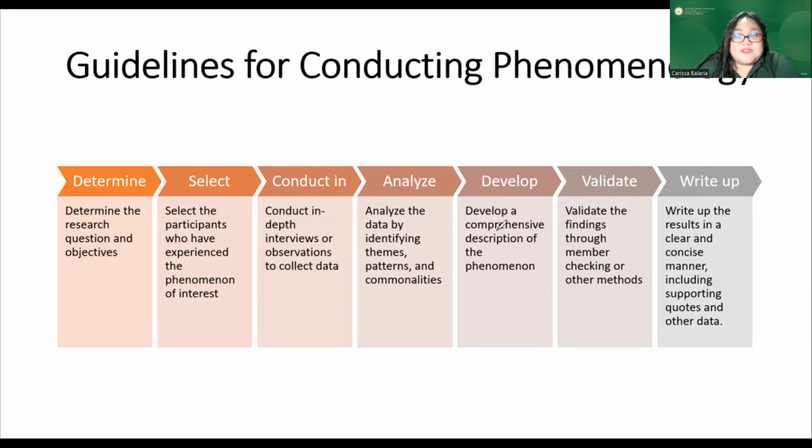Then develop a comprehensive description. So what we did earlier, we already explained it. And then validate the findings through member checking. Okay, please note this word, member check. What do we mean by member check? Member check is when you, the researcher, go back to the participants and then you show them, ma'am, sir, this is what came out during my findings. Could you tell me whether this is correct or not? Is this what you experienced? And then they will tell you, yes, exactly. So your participants validated that what you did find out, although not just from him, but from all the people you interviewed, were correct. So that's member checking. That's one way to validate your paper.